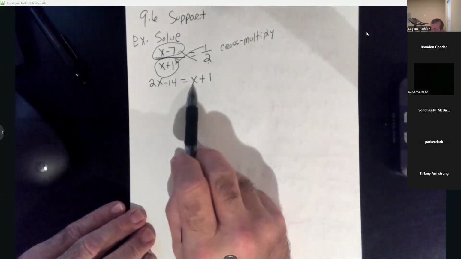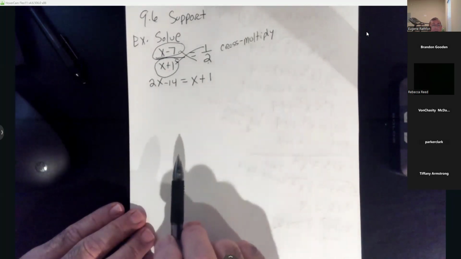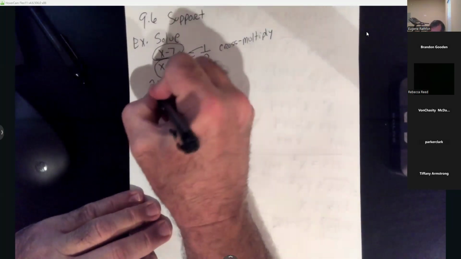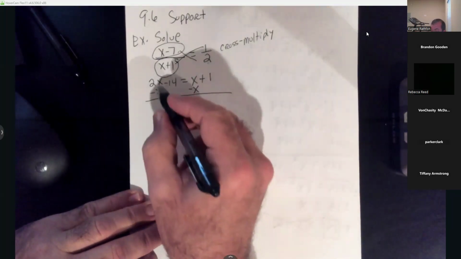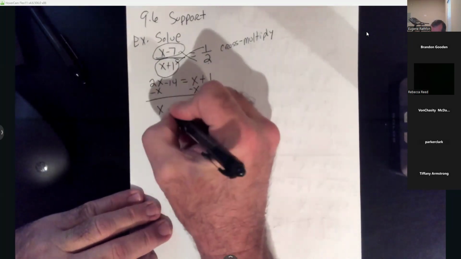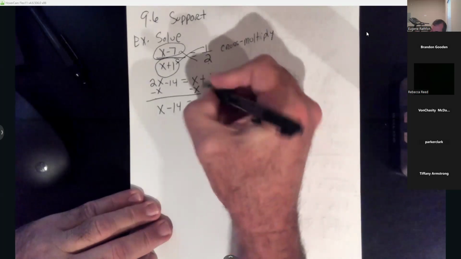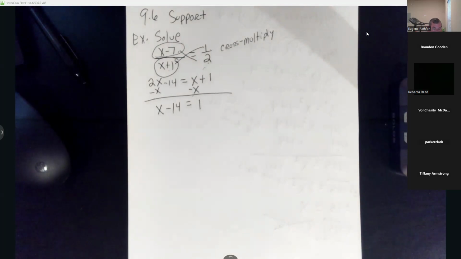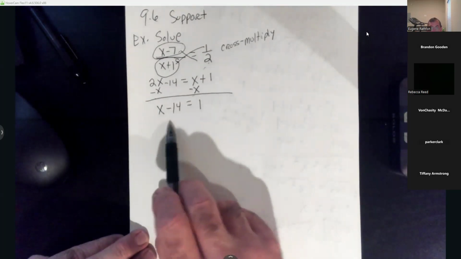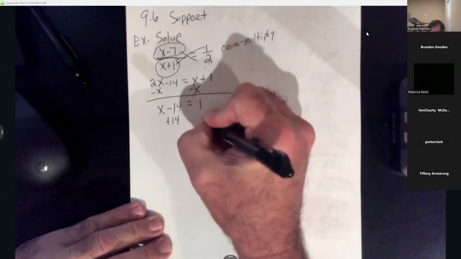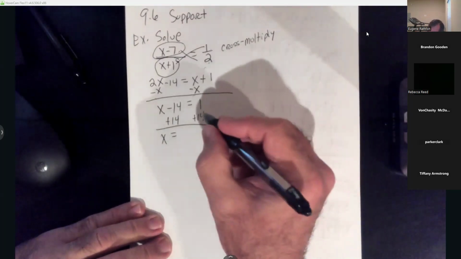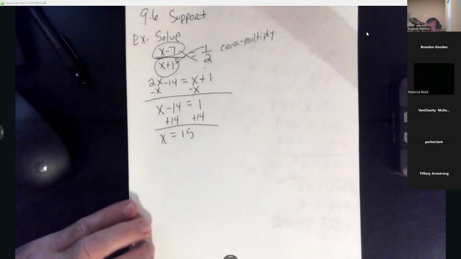All right, also check it out. Move the x's on one side, the numbers to the other. So this one, I'll subtract the x first. So y'all look at that. 2x minus x leaves me 1x minus 14. Those x's cancel, and I get a 1. All right, so it looks like our last step would be, what, add 14 to both sides? So my final answer will be that x equals 1 and 14 is 15.